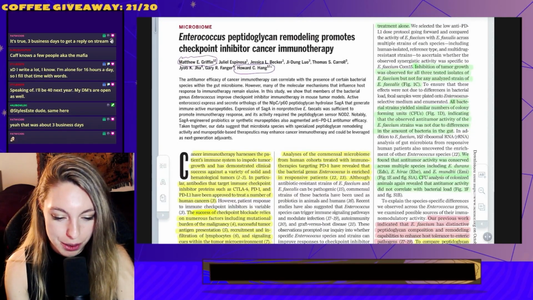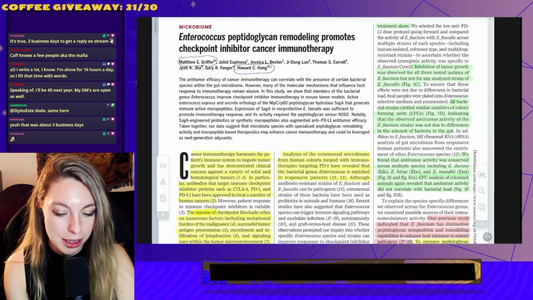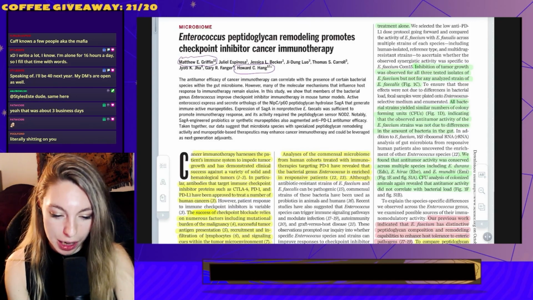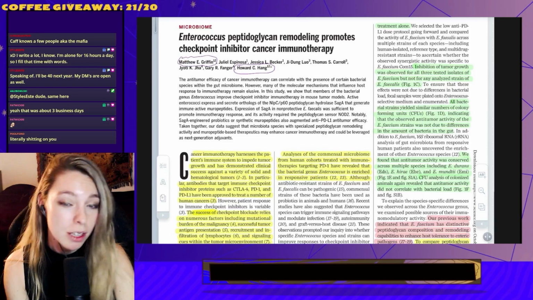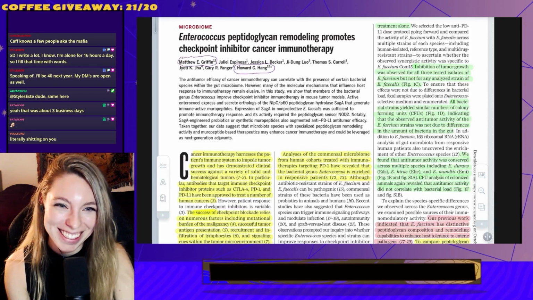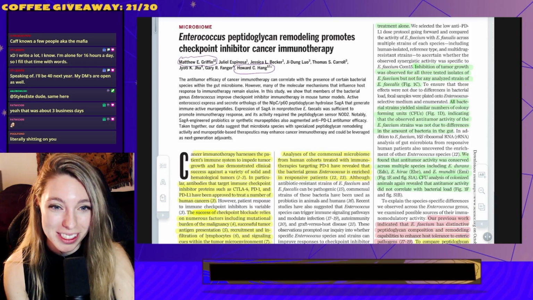The title of this paper is Enterococcus, get your minds out of the gutter, peptidoglycan remodeling promotes checkpoint inhibitor cancer immunotherapy. So what is Enterococcus? Enterococcus are a type of bacterial species that normally live in your gut microbiome.